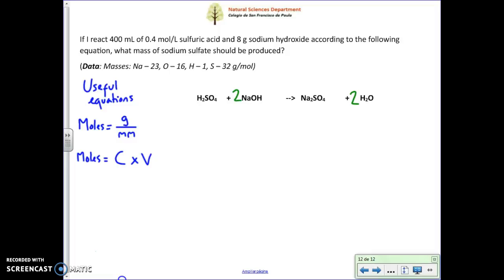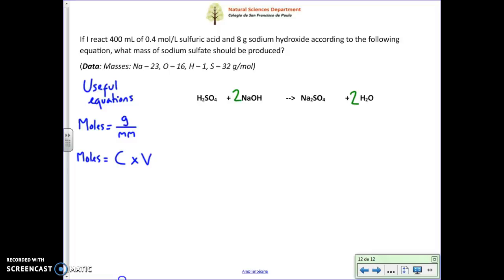Right, balance my equation. What's the next thing I need to do about my reactants? I've got some information about volume and concentration. I've got some grams. What do I want to convert both those things into? Moles. I always want to find out the number of moles of my reactants, because that means I can then find out the limiting reactant and I can carry on doing anything I need.